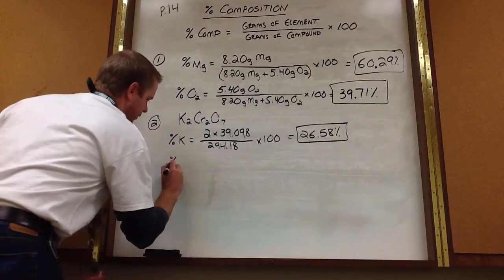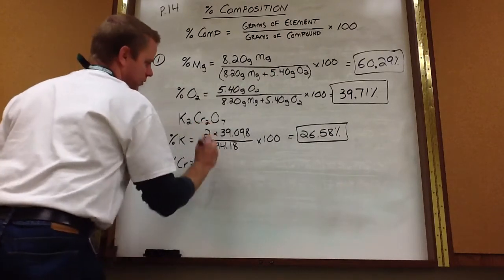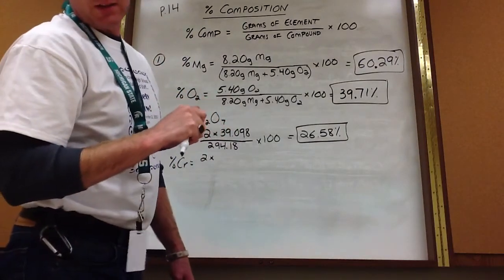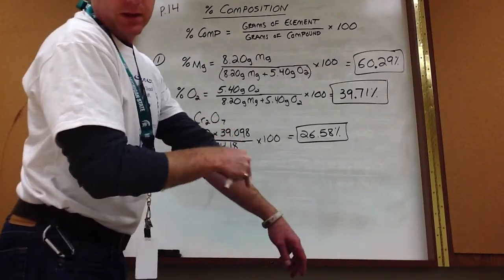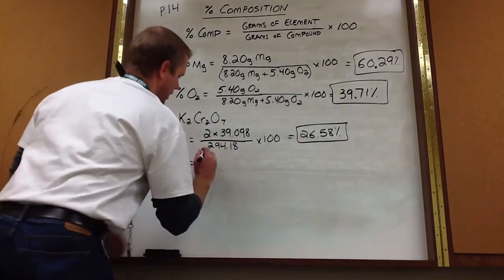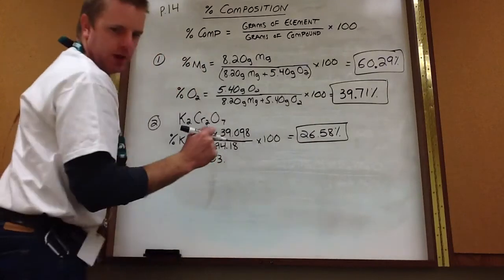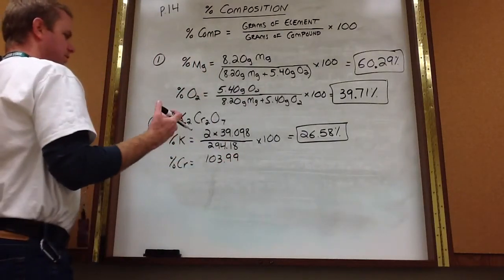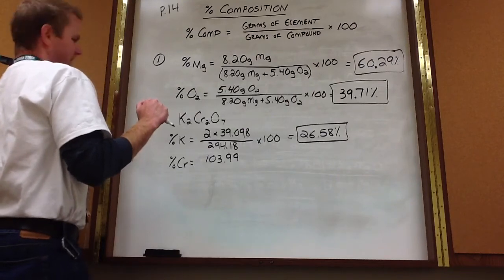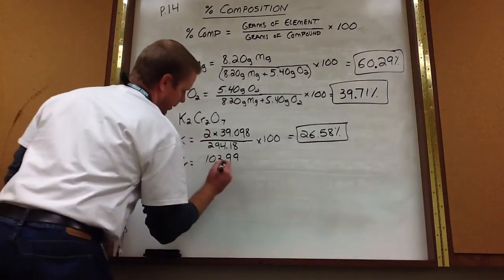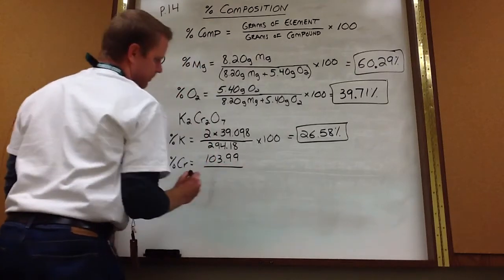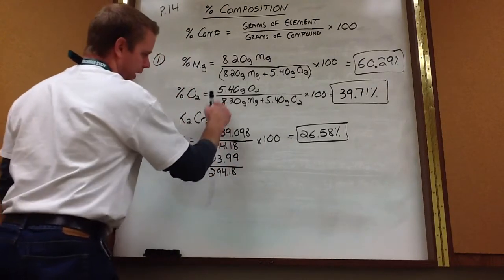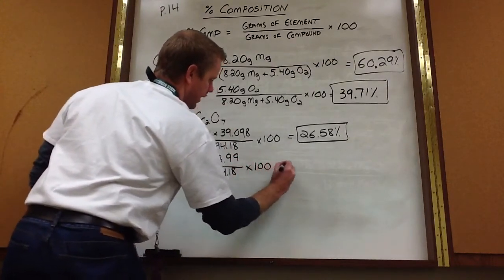All right, the percent of the Cr now. There are still 2 of them. So it's going to be 2 times the molar mass of chromium, which is, boy, I'm making this hard on myself. I don't know, it adds up to 103.99. I assume each is about 51.99. But anyway, when you take 2 of them, you get 103.99 over 294.18, because that's the total of the whole thing, times 100, and that is equal to 35.35%.